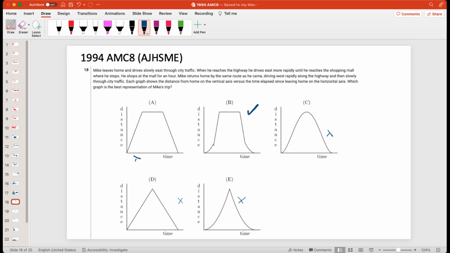So slowly he starts, goes fast on the highway, then stops in the mall, again back on the highway, and then slows down as he reaches home. B is your answer. Going to the next question.